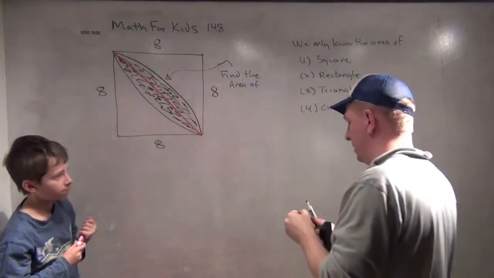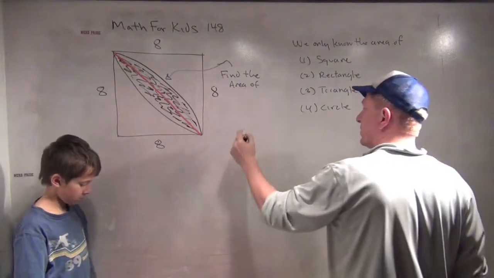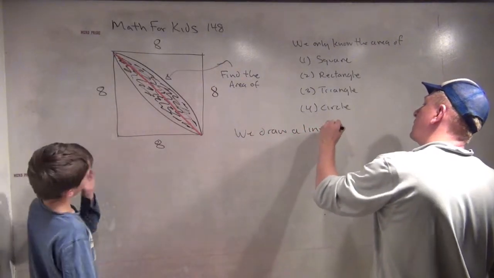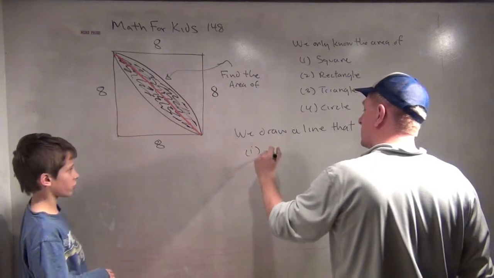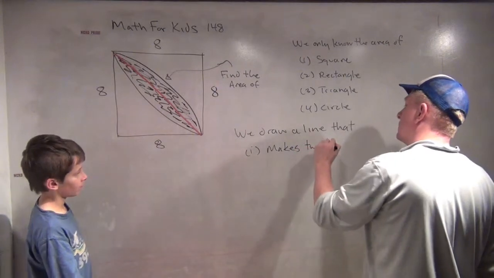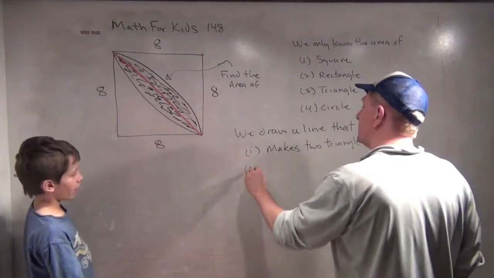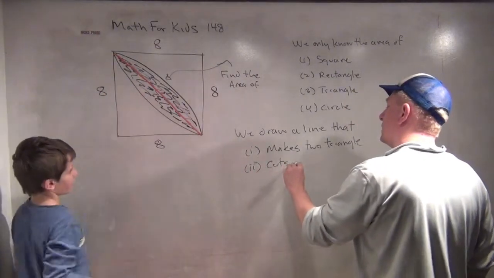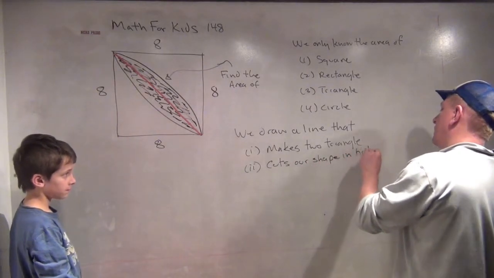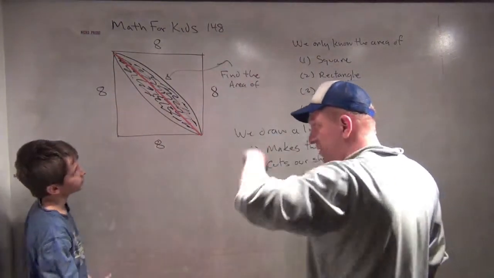Here. Now, that line does a couple of nice things for us. What does this line do? Well, it cuts the square up into 2 triangles. It also cuts what we're trying to figure out in half. Why does it cut that shape in half? You're drawing it from this point to this point. It just goes right down the middle of that shape.